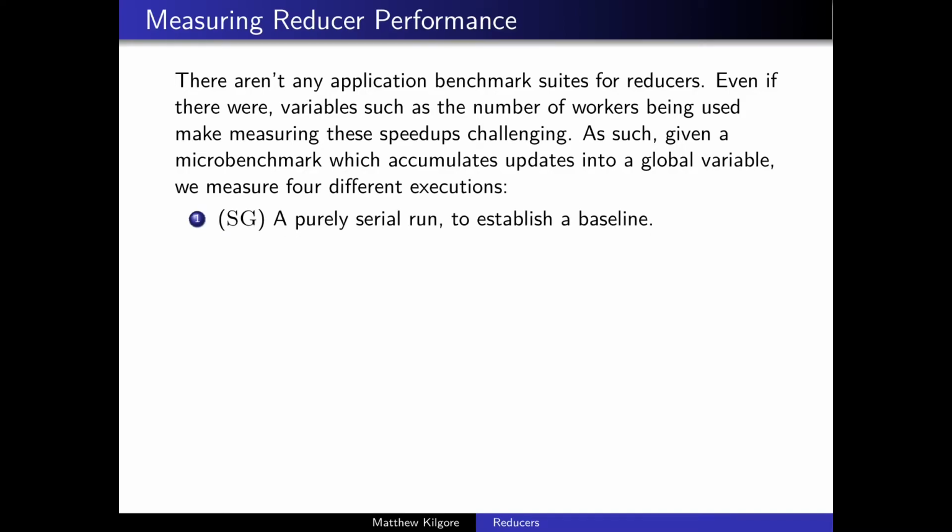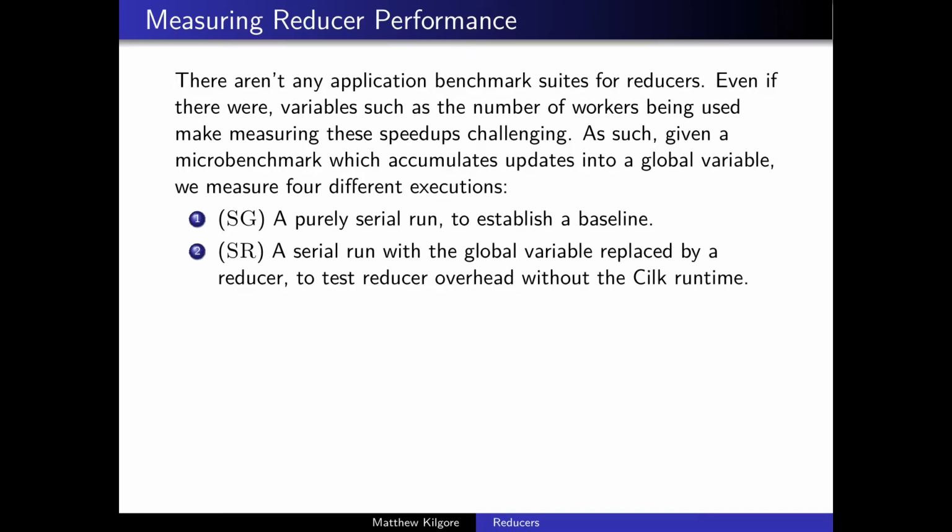First, serial global, which is just the original micro benchmark. Then serial reducer, which is the serial benchmark but with the global variable replaced by a reducer. This is just to test overhead when we don't have the Cilk runtime running.